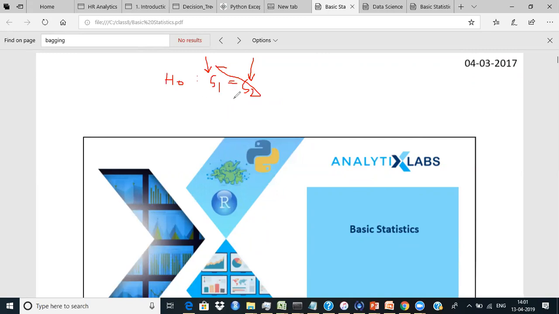If the alternate hypothesis talks about a greater than sign, then it will be a right tail test. If it talks about a less than sign, it will be a left tail test. If it talks about a not equal to sign, it is a two-tailed test. And sir, type 1 and type 2 error is similar to this? No, we have not talked about that. We'll come to that.